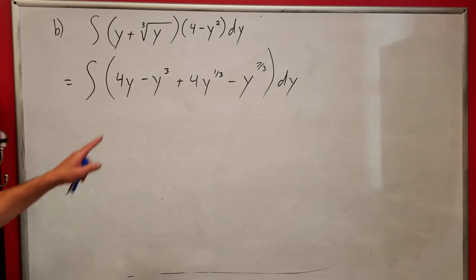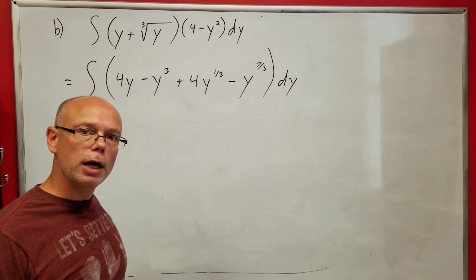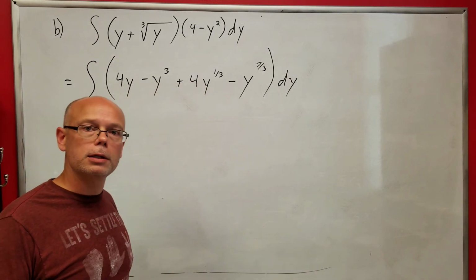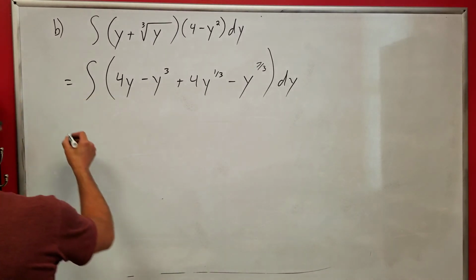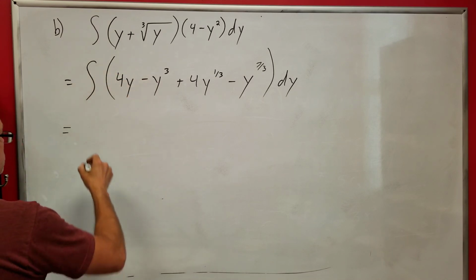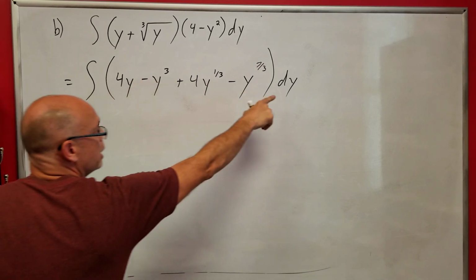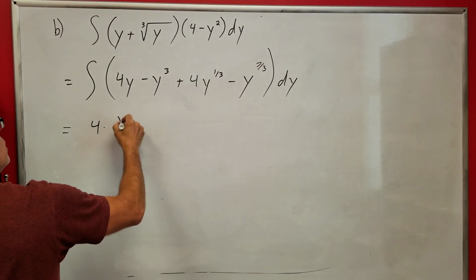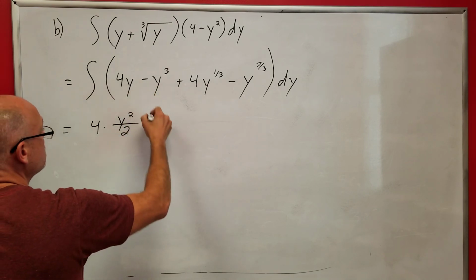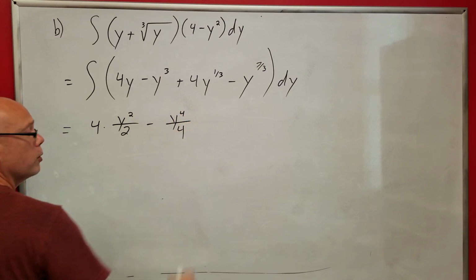Now look at your integrand. It's just functions being added and subtracted, right? So I can use those properties and take the integral of this part, that part, that part, and that part, and add and subtract them. So if I take the antiderivative here, the 4 is out front times the antiderivative of y to the first with respect to y: y squared over 2. Minus the antiderivative of y cubed: y to the 4th over 4.